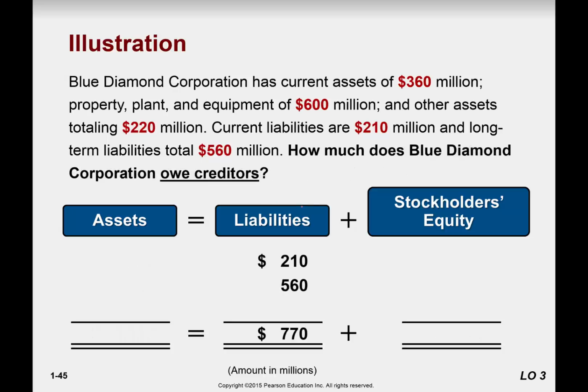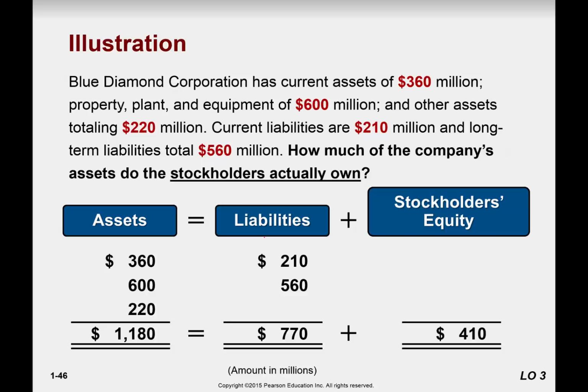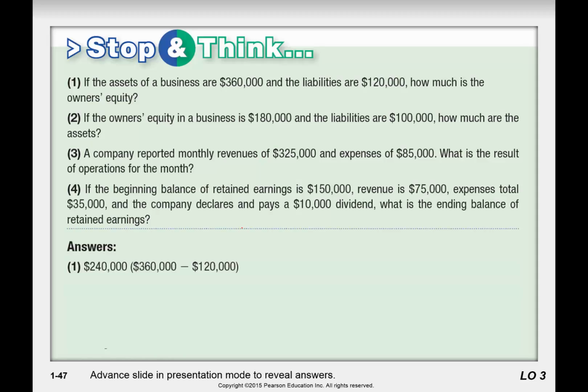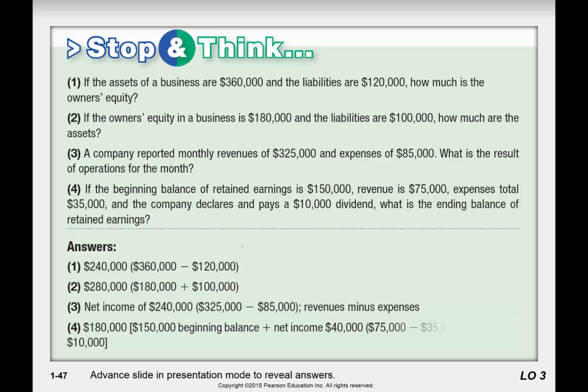Now, we owe 770 to our creditors, and then we actually own 410. So be sure you understand that piece. I would encourage you now to stop and try to do this exercise and make sure you understand it as well, because it's basically similar to the others.